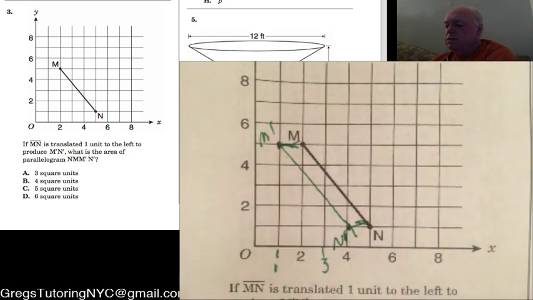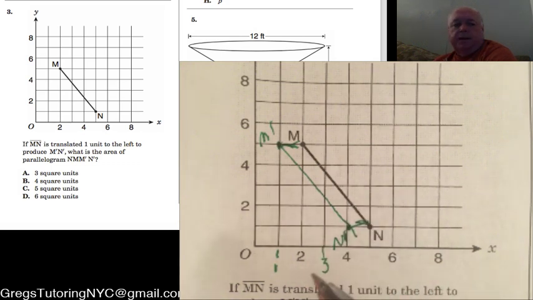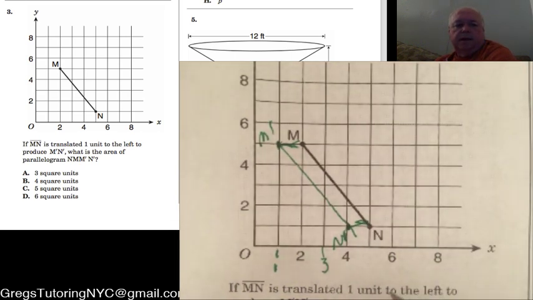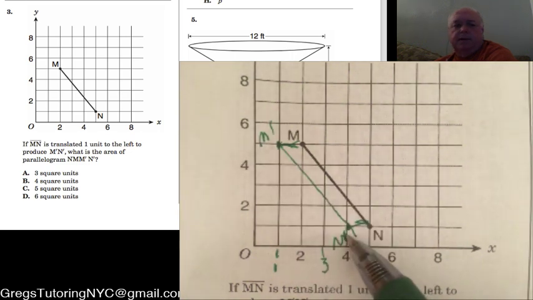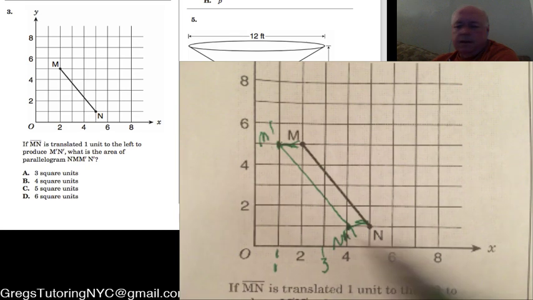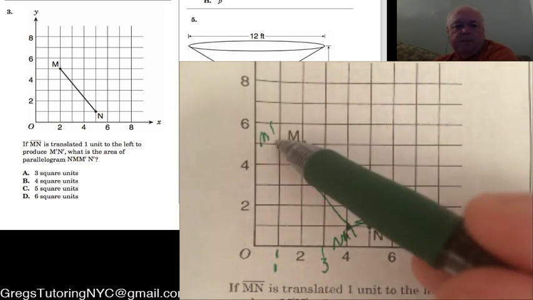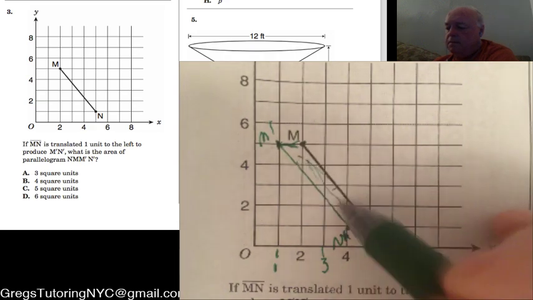Okay? So let's reread the whole thing together. MN is shifted over 1. It's translated 1 unit to the left. We don't know if this is inches, feet, or whatever. So it's just units. Each square is 1 square unit. And we produce M prime, N prime. And what is the area of N, M, M prime, N prime? So this thing inside of here.